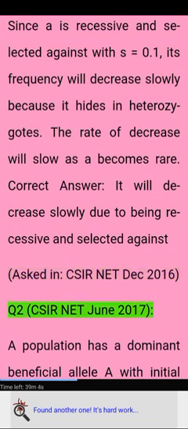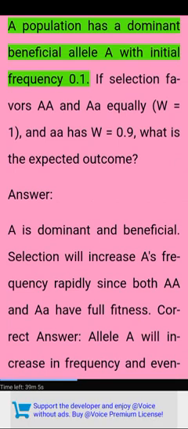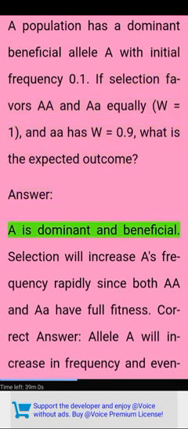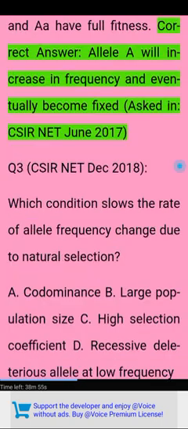Q2, CSIR NET June 2017. A population has a dominant beneficial allele A with initial frequency 0.1. If selection favors AA and Aa equally, with W equals 1, and aa has W equals 0.9, what is the expected outcome? Answer: A is dominant and beneficial. Selection will increase A's frequency rapidly since both AA and Aa have full fitness. Correct answer: the allele will increase in frequency and eventually become fixed. Asked in CSIR NET June 2017.